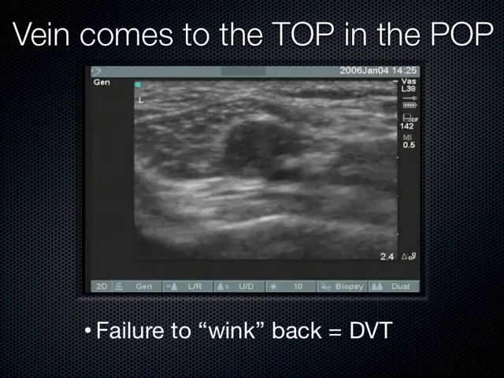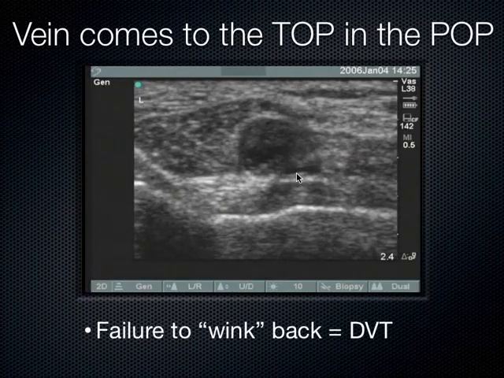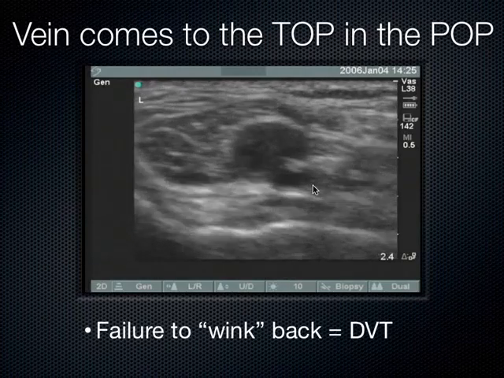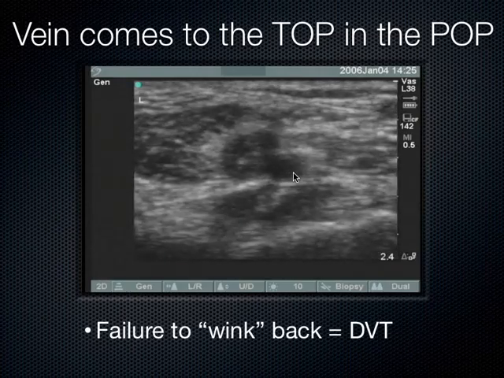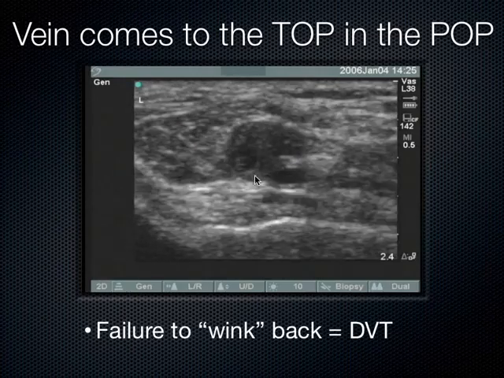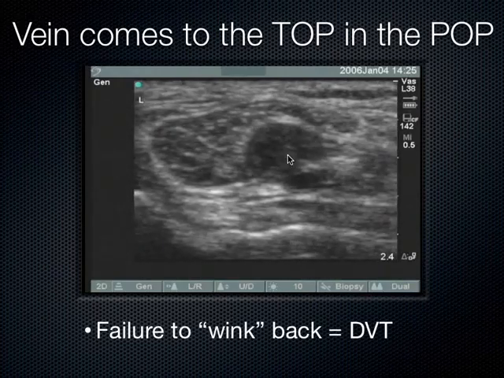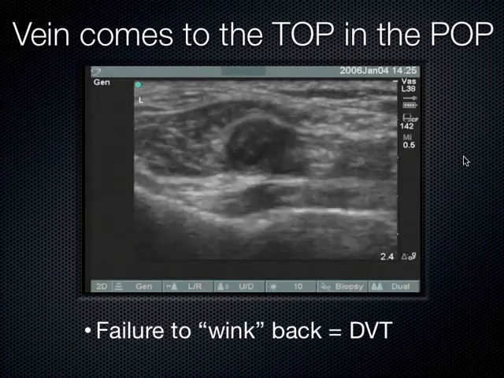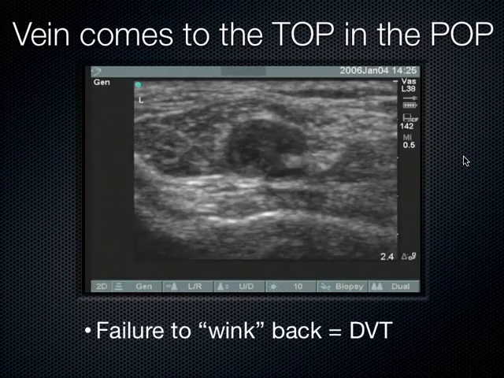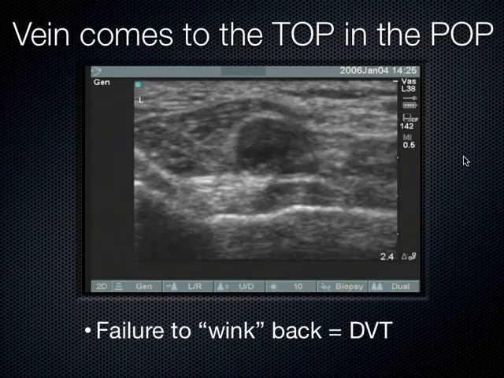Now when there's a clot there, and this is a good example of it, here's the artery. We're pushing so hard that the artery is kind of compressed. And there's a large echogenic thrombus sitting right here. Look how big that popliteal vein got. We see that a lot with DVTs. The vein actually gets dilated out to its maximal diameter.